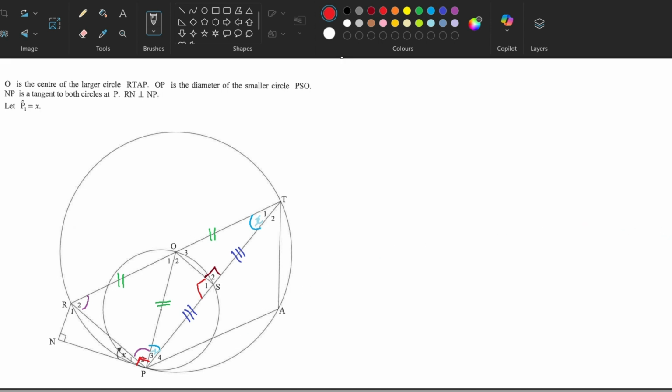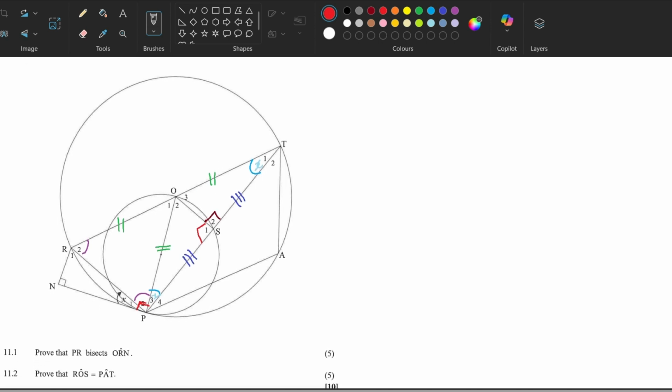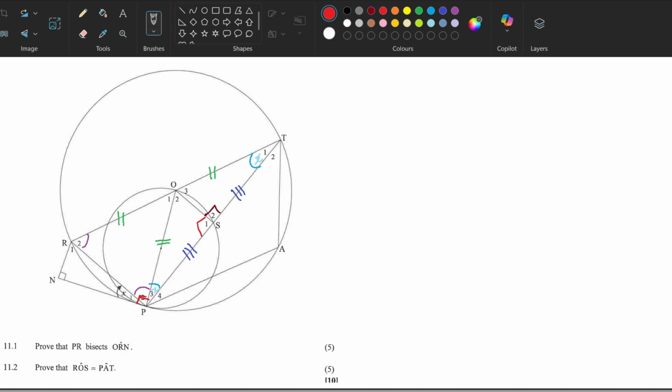So I think we are good to go, right? Our first question, they are saying prove that. Guys, when they say prove that, you know that you are going to work now. They are saying prove that PR bisects angle ORN. Where's this angle? ORN. They are saying this angle. So we must prove that it bisects. Remember what I said earlier on: when you see the word bisect, it simply means it's been cut into two equal parts, right?